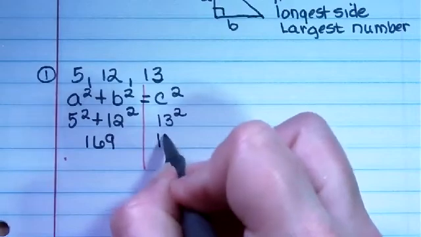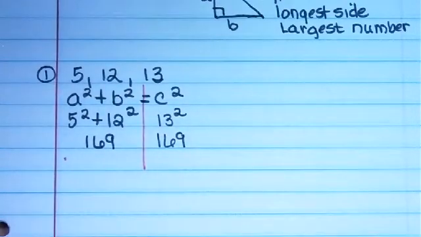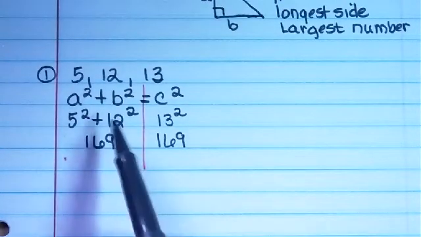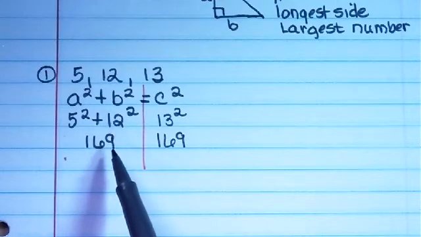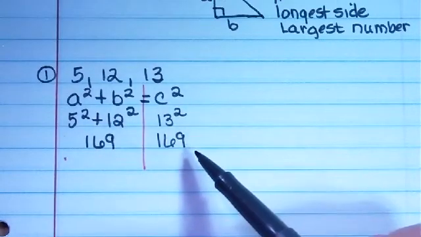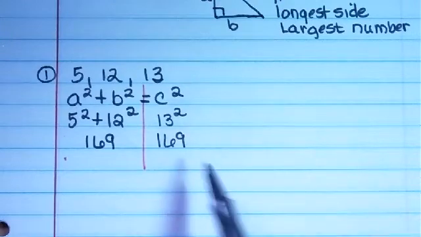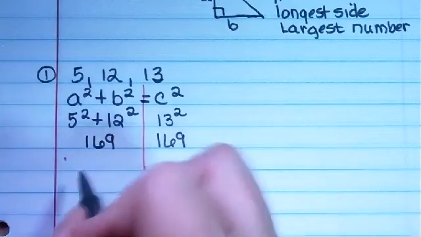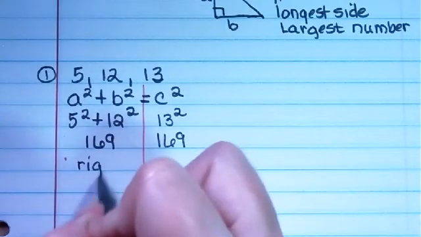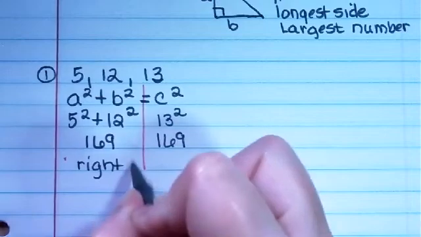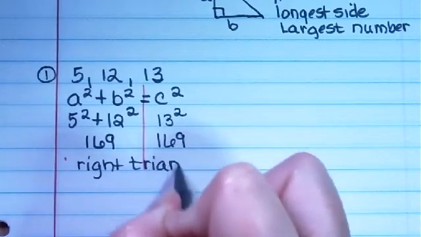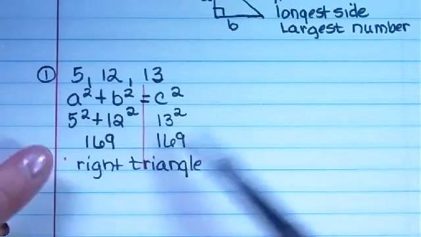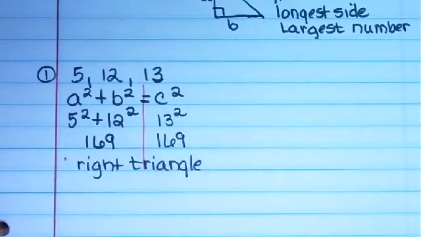Now, what is this telling me? Well, what I know now is that A squared plus B squared comes out to be 169, and C squared comes out to be 169. Since both sides are equal to each other, this is definitely a right triangle. If these two numbers right here would have been different numbers, then it would not have made a right triangle.